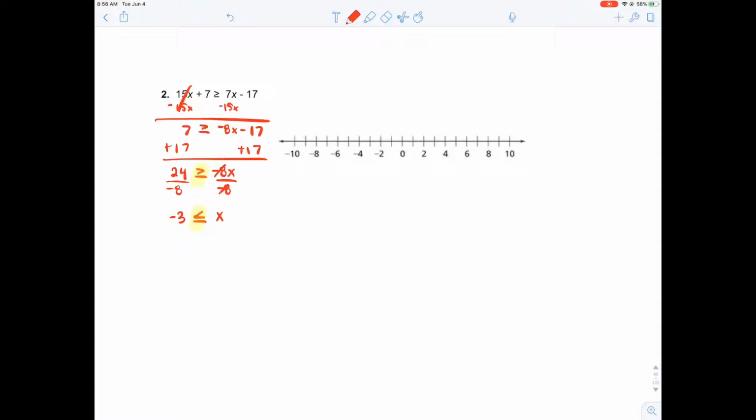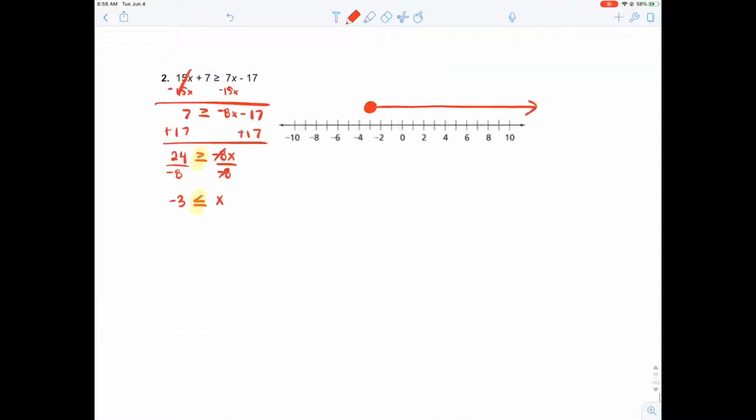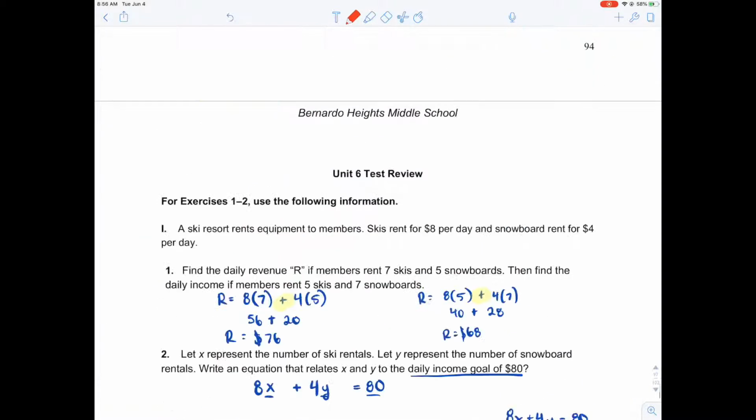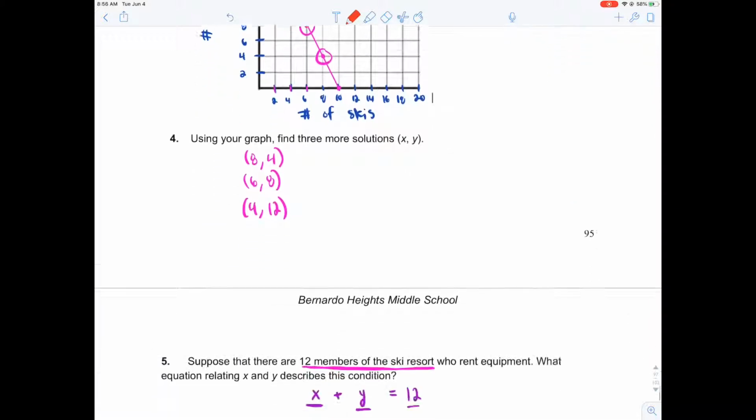All right, so I can read this as negative 3 is less than or equal to x, or I can read this as x is greater than or equal to negative 3. So I'm going to find negative 3 on my number line, which is right here. And because it's a less than or equal to, I'm going to say that I have a shaded or a closed circle around the point negative 3. Okay, and I need to show the values that are greater than negative 3, and that is moving to the right. And there we go.